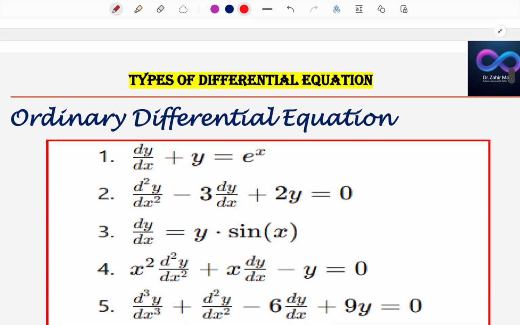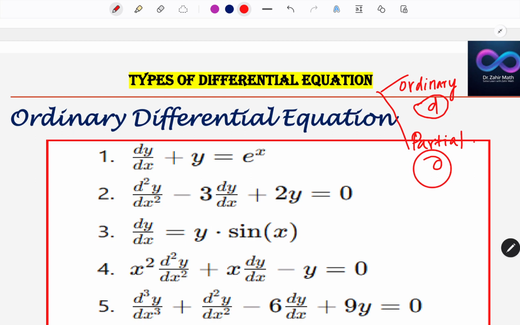Next, we go for the types of differential equations. There are two types of differential equation. One is ordinary differential equation. Another one is partial differential equations. Last semester, we studied in calculus 3 the derivative d as well as the partial derivative dou, right. If the differential equation consists of d, then it is called an ordinary differential equation. If the differential equation consists of dou, then that differential equation is called a partial differential equation. See the examples which I have given.